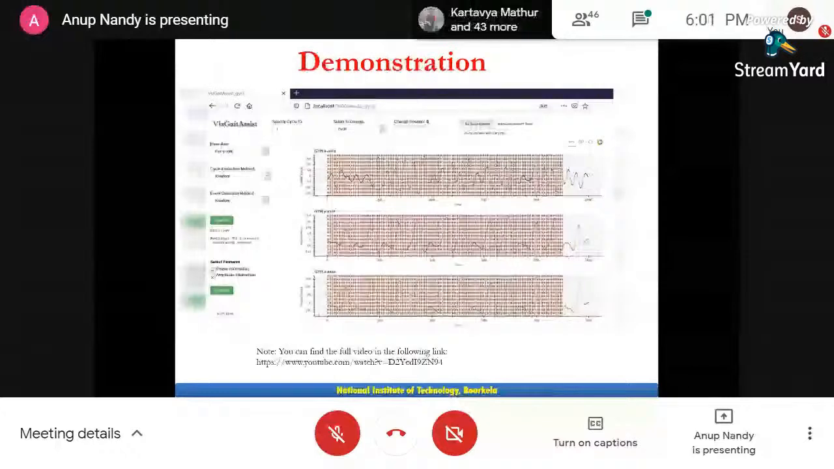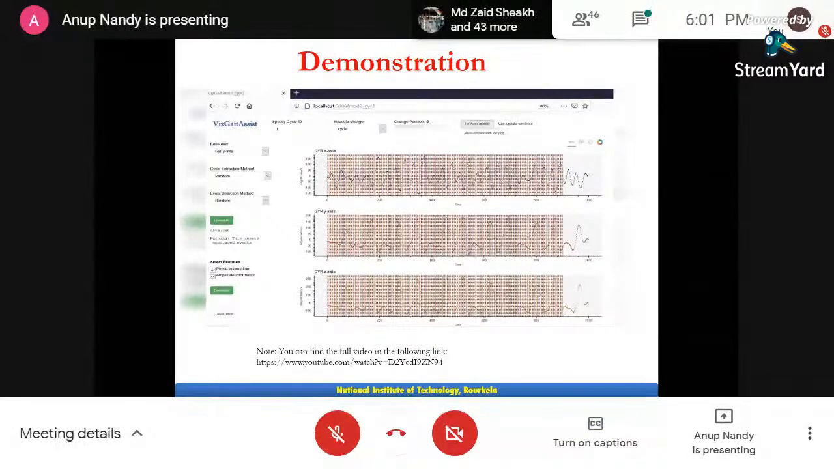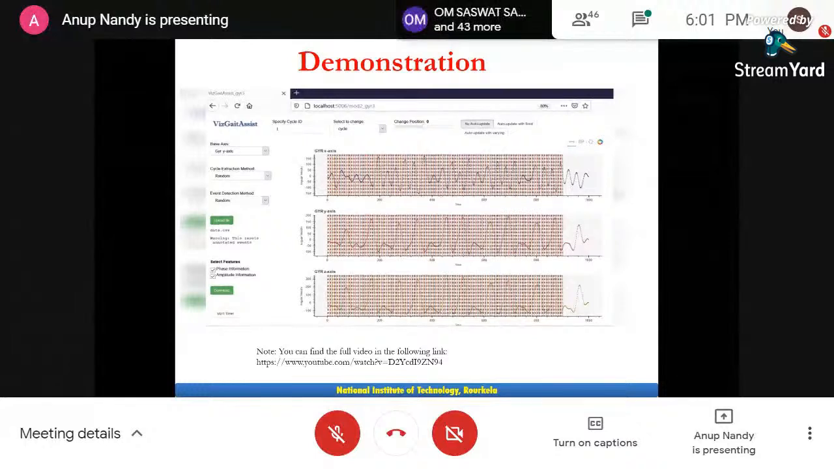Then, to get this tool, here is the YouTube link, so you can see the YouTube link. To use this tool, there is no need for any exe file or anything like that. It is just a web-based application. You only need to have these things.